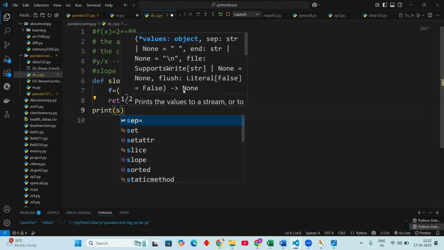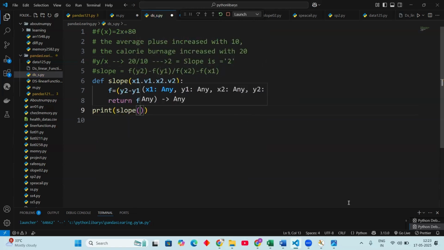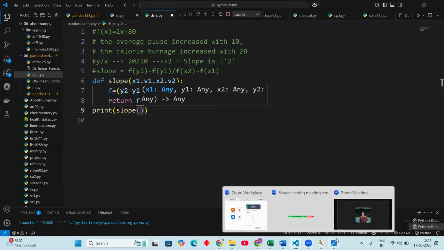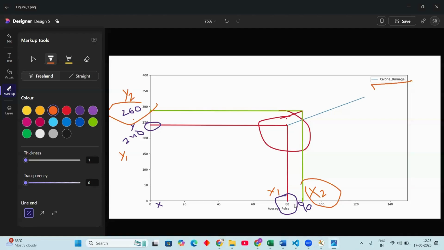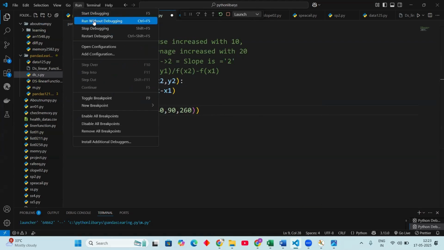Print slope. For X1, what is the data? For X1 the data is 80, for X2 90, 240, and 260 for Y2, right? Assign those values to the correct places: X1 is 80, comma 240, comma 90, comma 260, right? Now see if the machine also understands and gives the output as true or not.